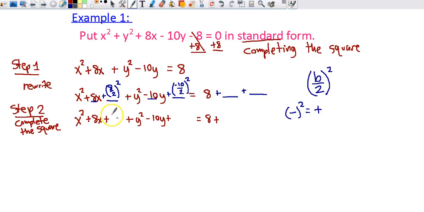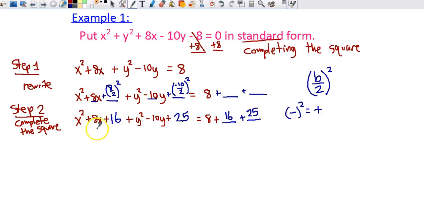Four squared is 16. Negative 5 squared is 25. So the number that you're going to add to the right side is 16 and 25. Okay? Again, let me reiterate. This is a crucial, important step. You must know this b over 2 squared.